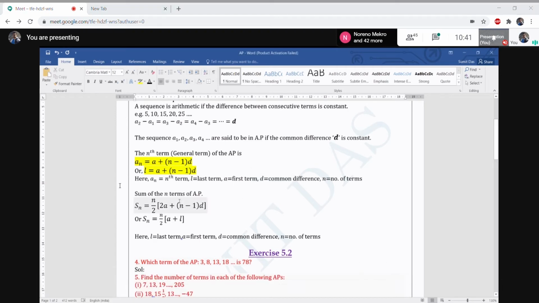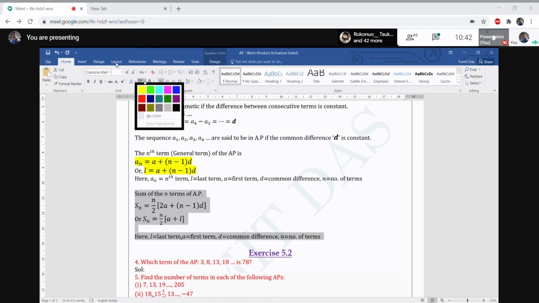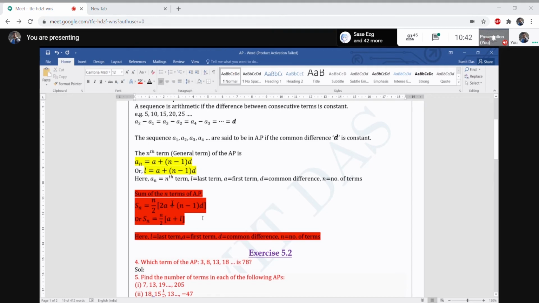Now, just for information, I am giving this formula, the sum of n terms of an AP, but this is already deleted from your syllabus, so no need to study this part. The sum of the AP formula is already deleted, so I am also deleting this one.